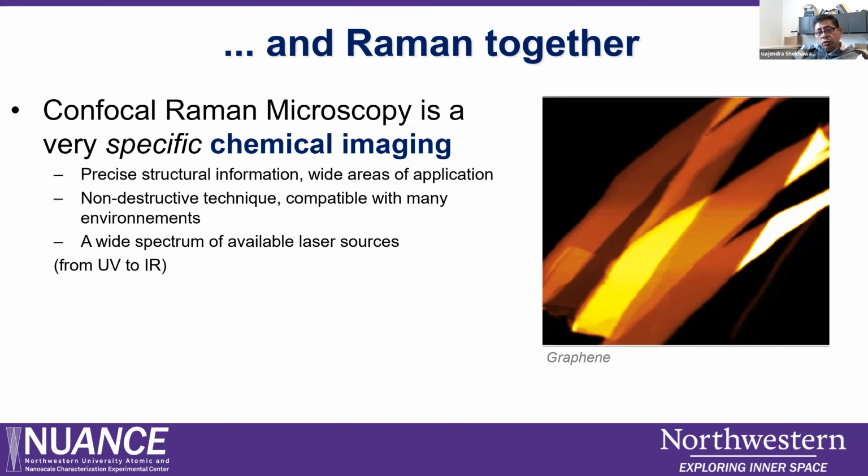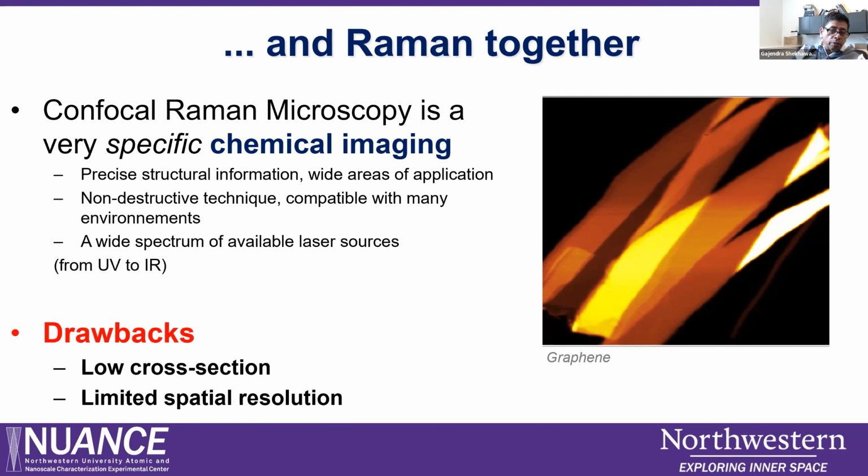You can go from UV to IR, but it is limited. Especially, you cannot go for a high resolution here. Some of the drawbacks are a low cross section and limited spatial resolution, because the type of optics we have gives a limited resolution. So how can we increase that? That's the idea: how can we increase the spatial resolution, and what technique should we use?